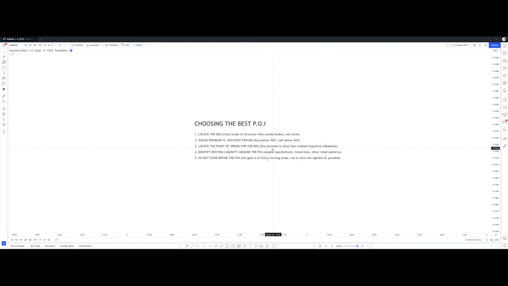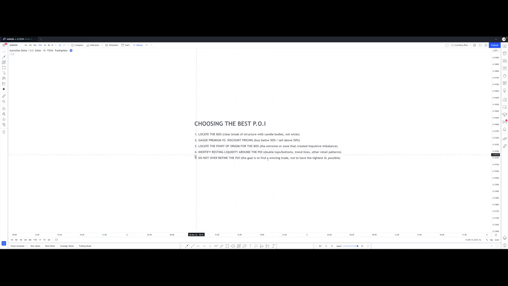So the extreme is the absolute lowest or highest point, depending on if you're buying or selling, that you could possibly trade from before the trade idea is invalidated, okay? So that's the extreme. And then, or the zone that creates impulsive imbalance. So it doesn't need to be the extreme, but when we see an impulsive imbalance created in the market, that gives validity to our point of interest. So again, it doesn't always have to be the extreme, but the extreme is the safest.